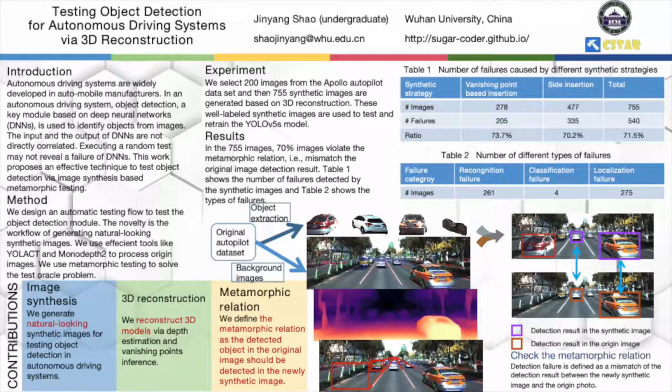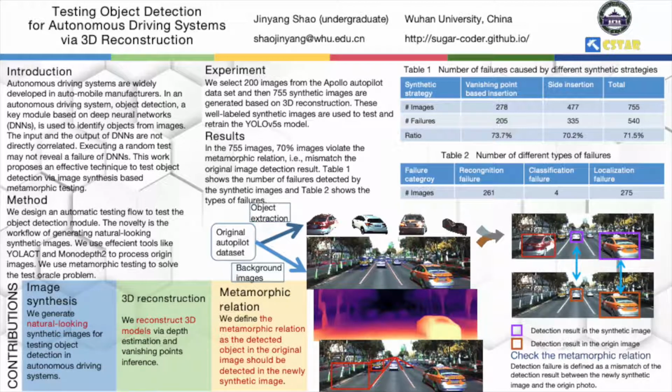Today, I'm going to talk about testing object detection. Autonomous driving systems are widely developed in automobile manufacturers. In an autonomous driving system, object detection is a key module that is used to identify objects from images, such as persons or vehicles on the road. It is necessary to test the object detection models ahead of autonomous decisions to evaluate their reliability.